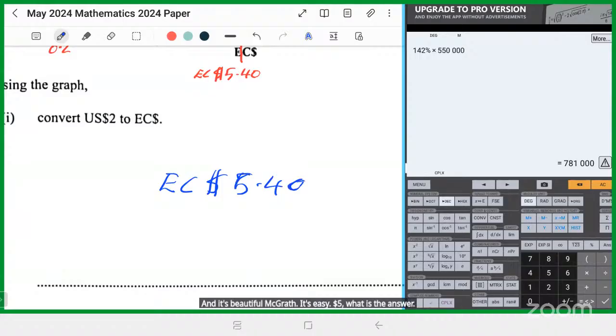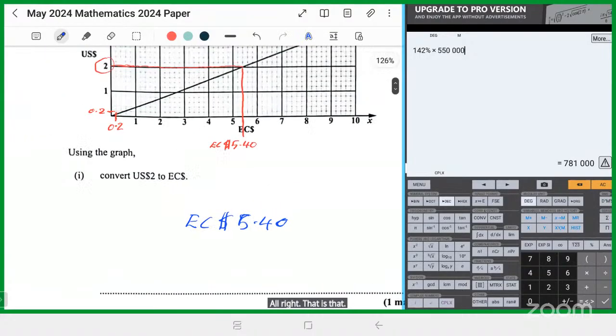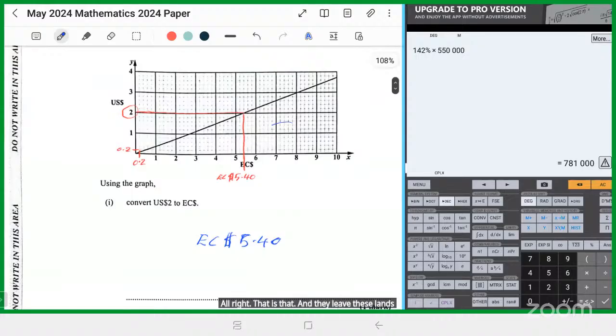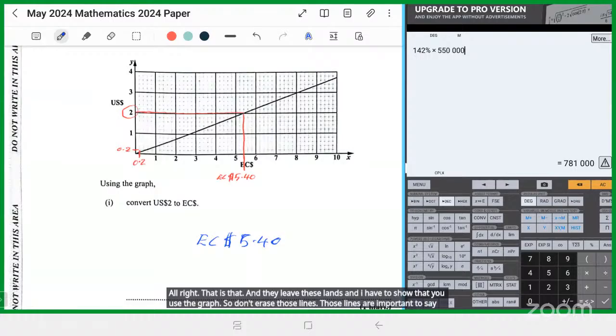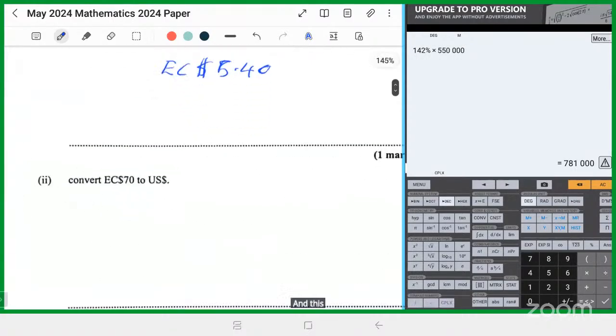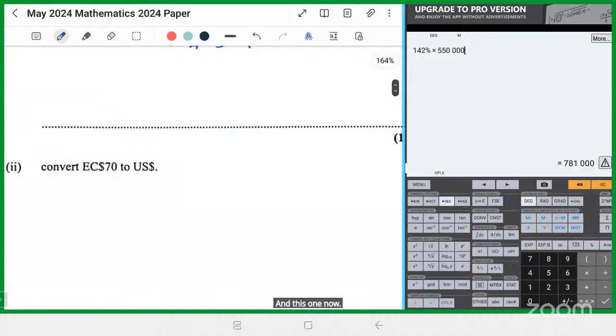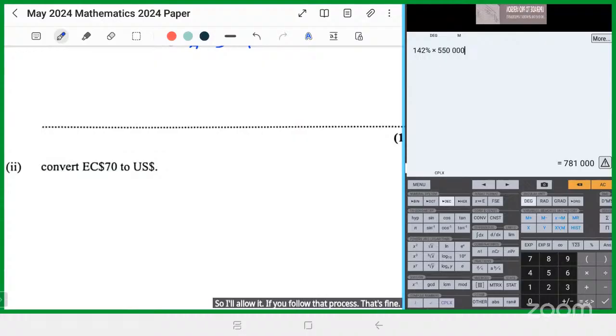All right, that is that. And then leave these lines on the graph to show that you used the graph. So don't erase those lines. Those lines are important to say you used the graph. And this one now, 5.2, well, maybe the document is not so clear, so I'll allow it. If you follow that process, that's fine. Because the document is not so clear, all right?